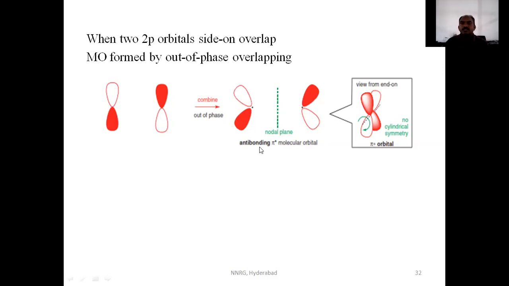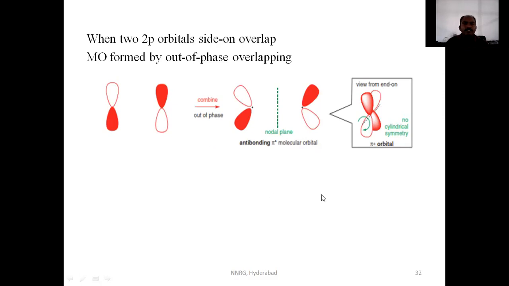This leads to the anti-bonding pi star molecular orbital structure. This is not cylindrical in nature. When you rotate it 180 degrees, the structure is not similar. So it is not cylindrically symmetric.